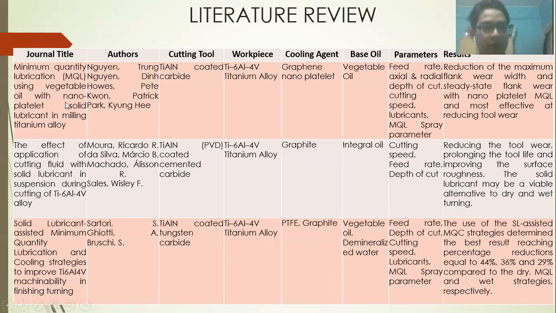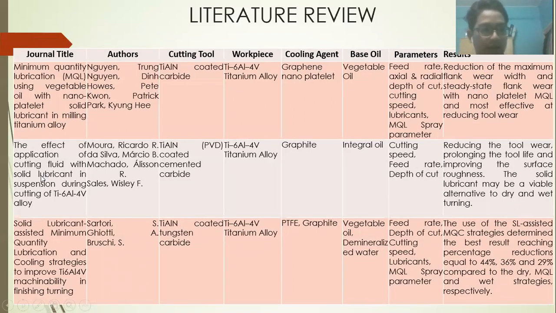Next is minimum quantity lubrication using vegetable oil with nanoplatelet solid lubricant in milling titanium alloy. The method is MQL using vegetable oil and also the solid lubricant graphene nanoplatelet. And the result is a reduction of the maximum flank wear width and steady state flank wear with nanoplatelet MQL, most effective at reducing tool wear.